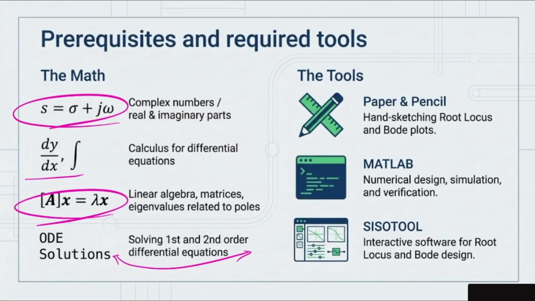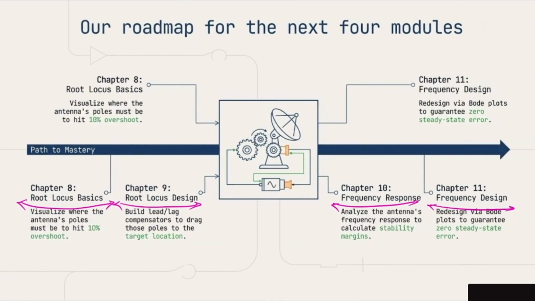So obviously, you need paper and pencil, you need MATLAB, and we do have all the software that we need. That's why our chapters are going to be meaningful right now. Chapter number 8 is about root locus analysis. Chapter number 9 is about root locus design. Chapter number 10 is about frequency responses.